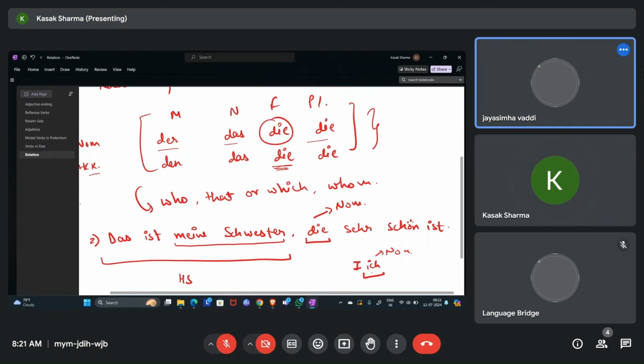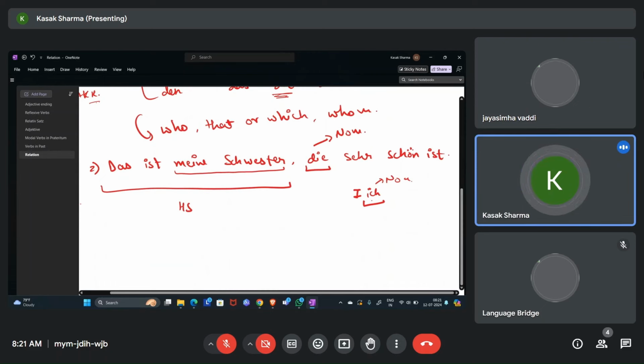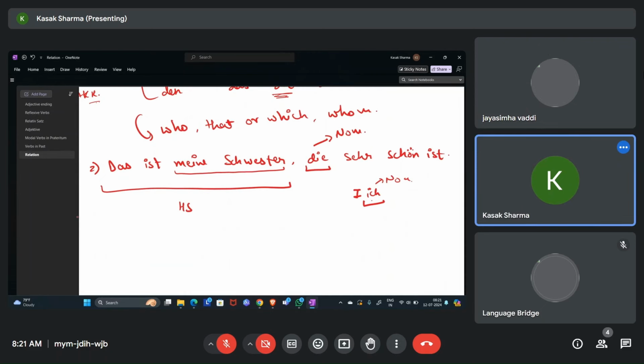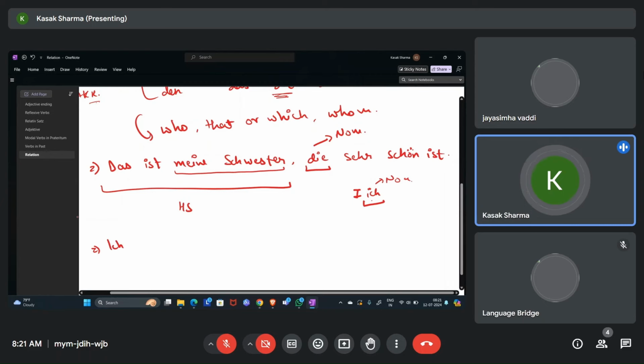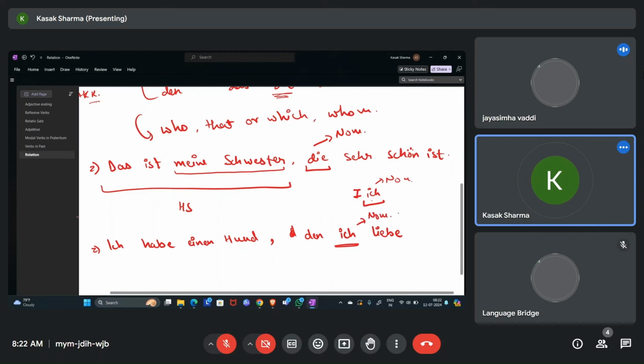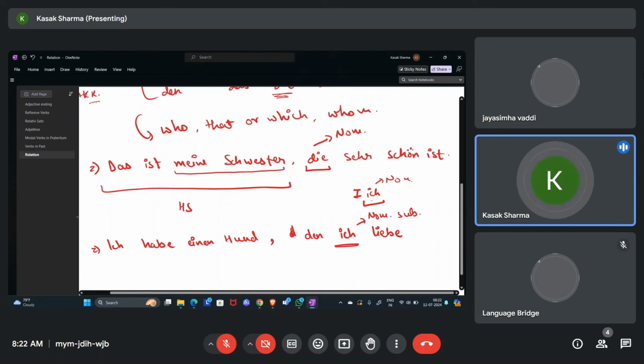Now, for example, if I say, this will be my accusative relative. Ich habe einen Hund, comma, den ich liebe. Now here ich is already present as a nominative subject. As in, I have a dog whom I love. This means whom I love.